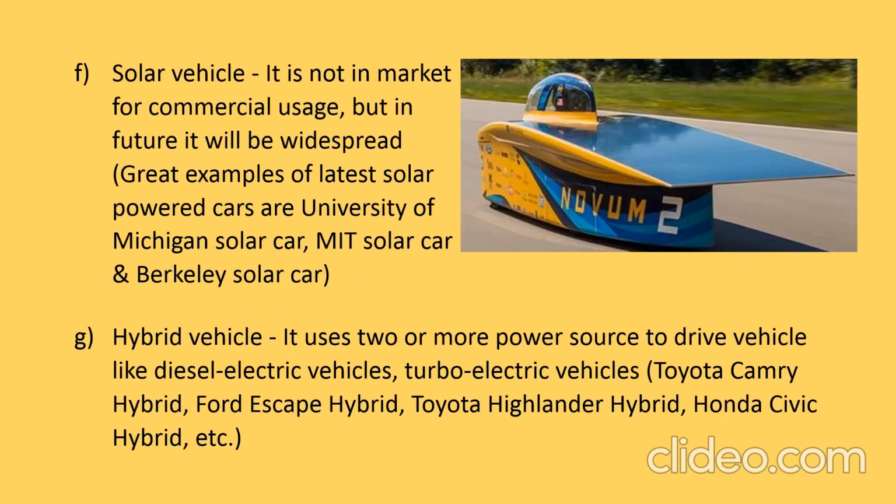Solar vehicle. This type of vehicle is not in the market for commercial usage as of now, but in future it will be widespread. Great examples of the latest solar powered cars are the University of Michigan solar car, the MIT solar car and Berkeley solar car. Then hybrid vehicle. This type of vehicle uses two or more power sources to drive the vehicle, like diesel electric vehicle, turbo electric vehicle. Examples: Toyota Camry hybrid, Ford Escape hybrid, Toyota Highlander hybrid, Honda Civic hybrid, etc. These are some of the hybrid vehicles.